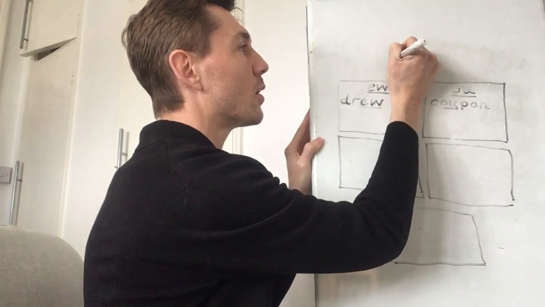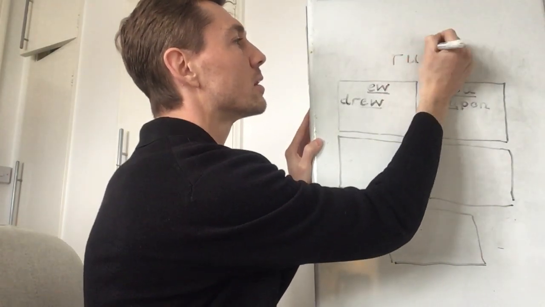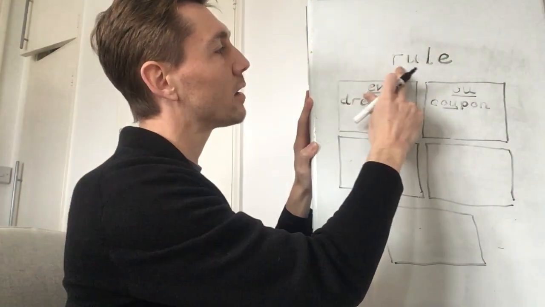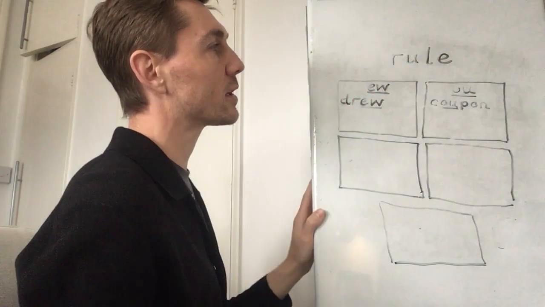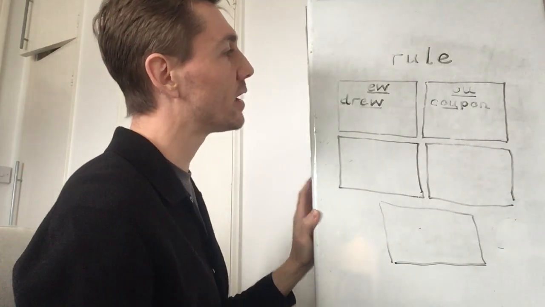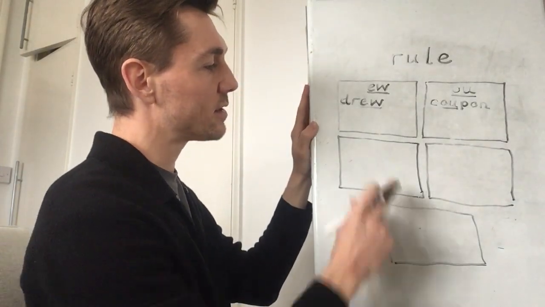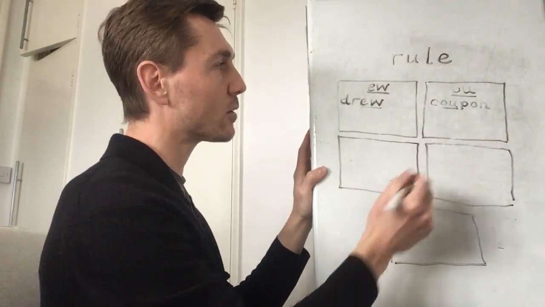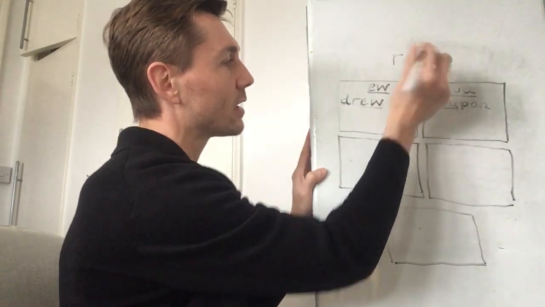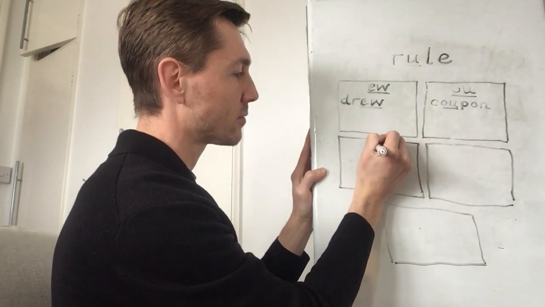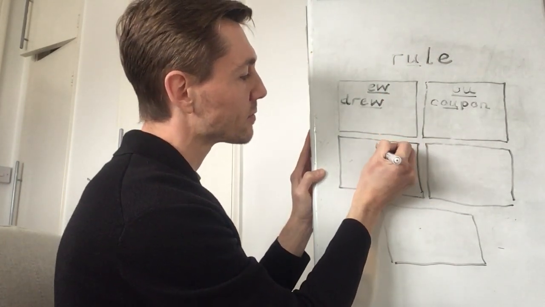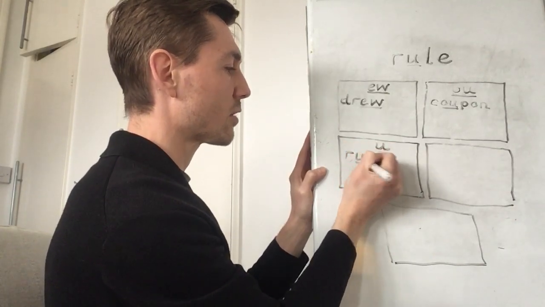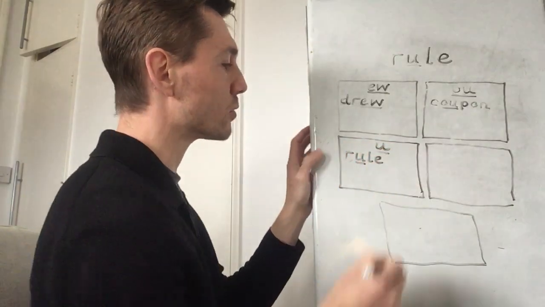Next word is 1, 2, 3, the word is rule. Now, we don't already have the oo spelling from that word, so in the next section you're going to write the oo spelling from rule. And of course it's that U on its own spelling. Rule.